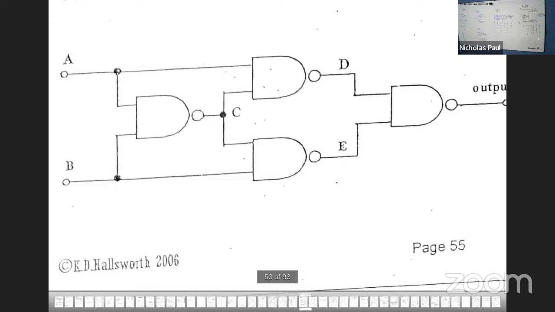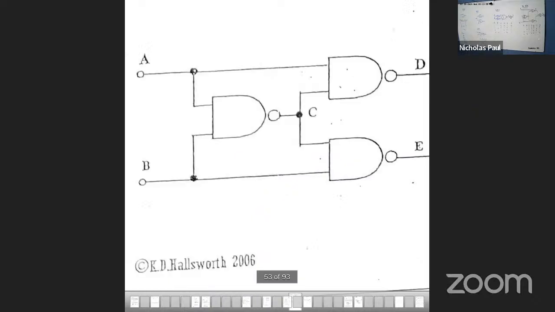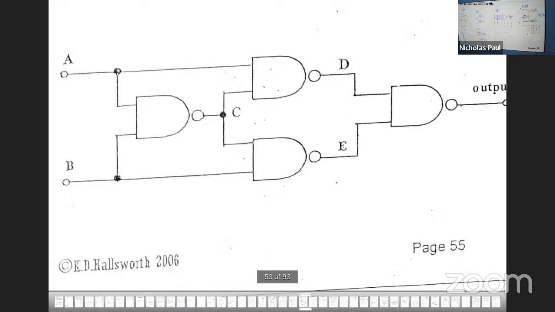Right, remember the same start at A and B, right? 1, 1, 1, 1, 1, 0, 0, 1, 0, 0. Same start. Everybody okay here, right? See that?